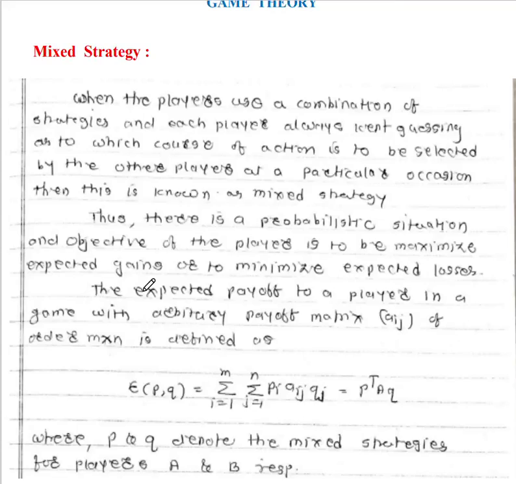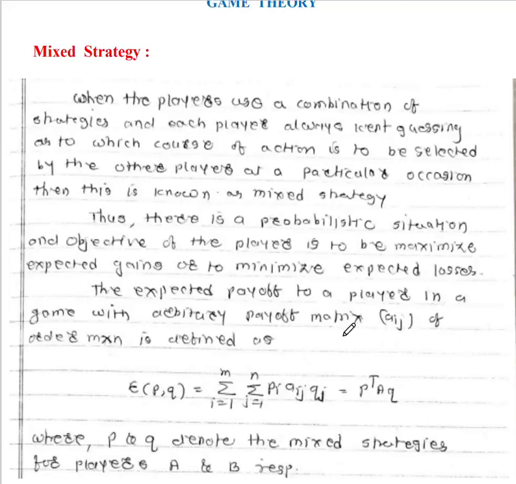So there are types of strategy. The next person will take different types of actions on our actions. That type of strategy is called a mixed strategy. Thus there is a probabilistic situation, and the objective of the player is to maximize expected gain or to minimize expected losses, for both persons.